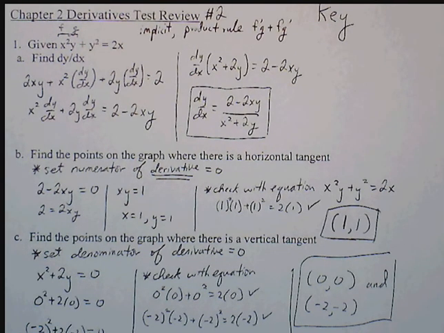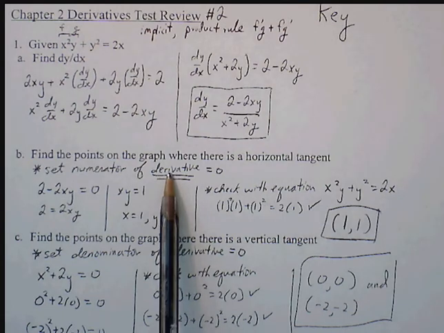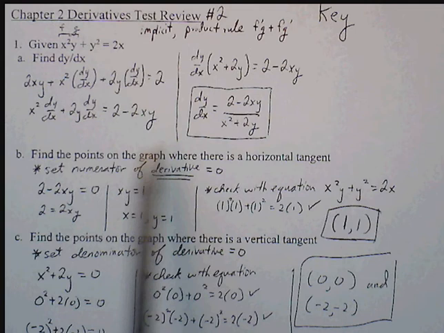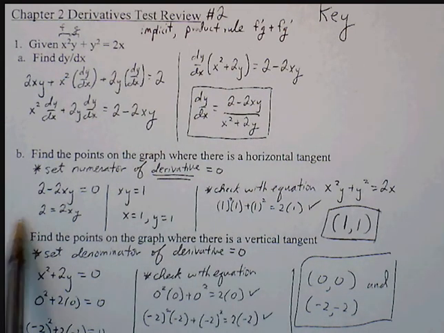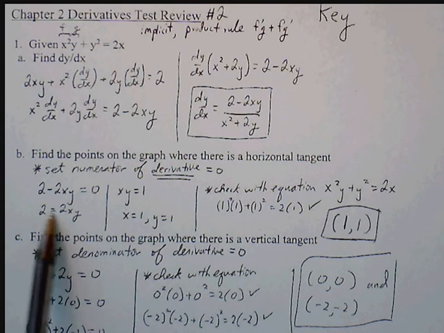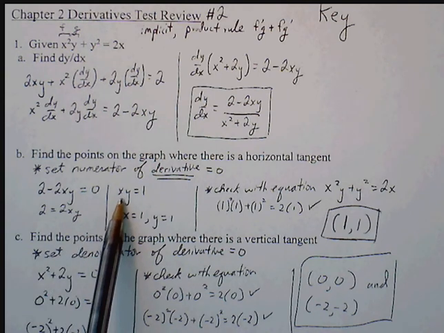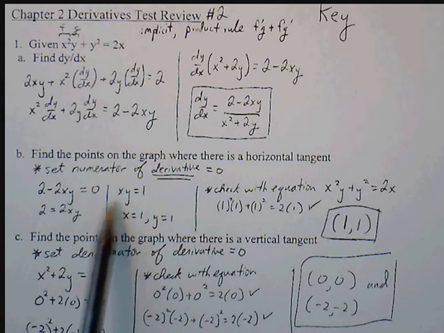So horizontal tangent line is where the slope of the curve is 0. And the slope of the curve is going to be 0, especially if we have a numerator and denominator for our derivative. We're going to set the numerator of our derivative equal to 0, because that's where the slope of 0 will occur. So our numerator is 2 minus 2xy. We can set that equal to 0. So 2 minus 2xy equals 0. 2 is equal to 2xy. So if we group x and y together, we get xy equal to 1. So therefore x equals 1, y equals 1.